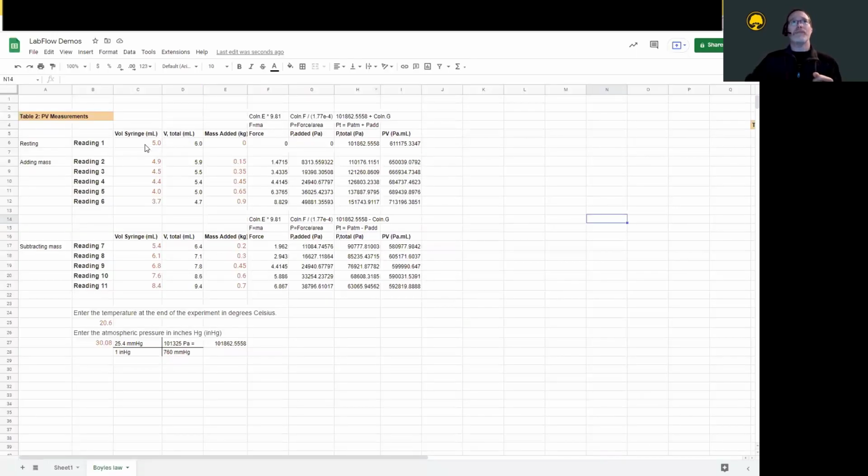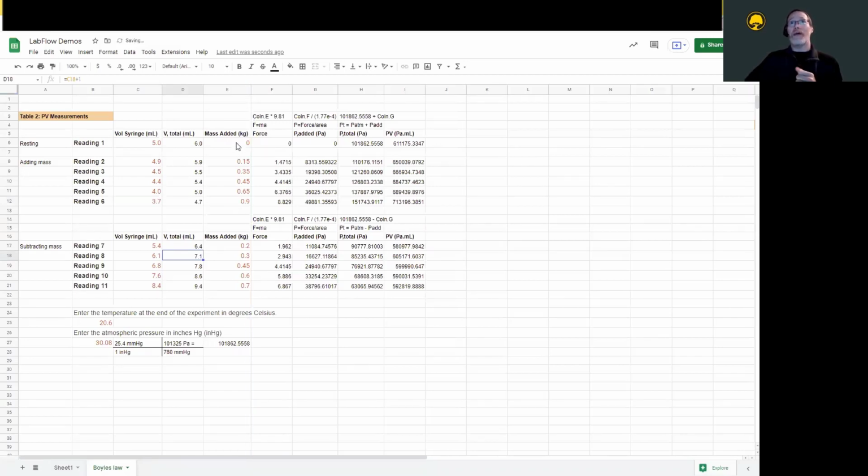What I did here, I've got my volume in the syringe was 5. I added 1 to it. In every case, I added 1. That was that dead volume of the clamp, that little tube, right? So that's done. Now my mass added was what they told me in the table. So here I had no added mass, which means I had no added force, which means I had no added pressure, which means that this is atmospheric pressure.